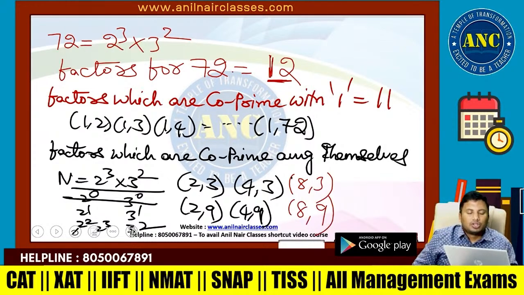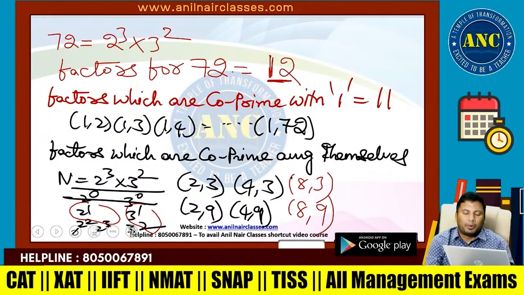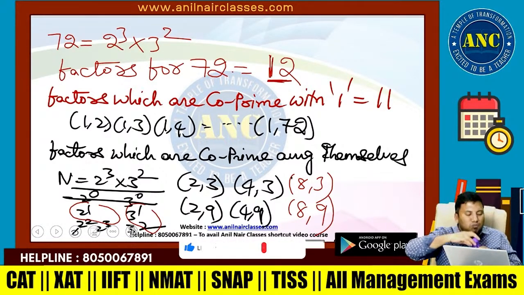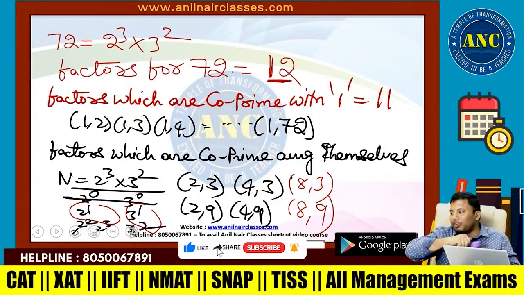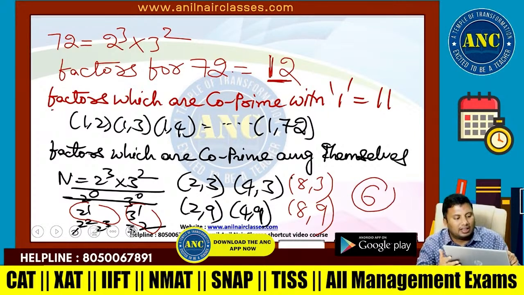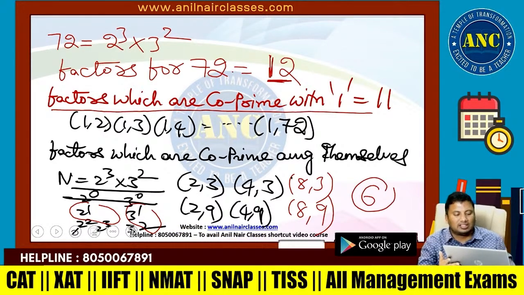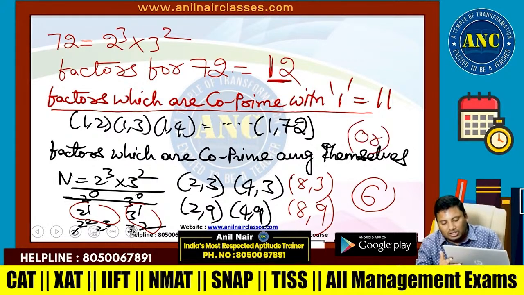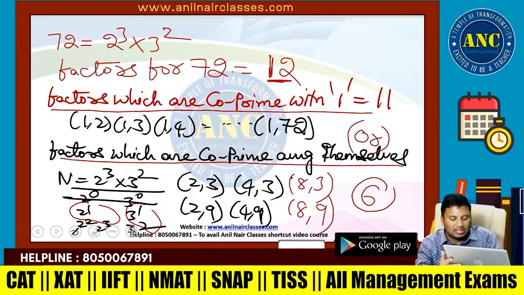Am I right? So, other than 1, remaining, which all powers of 2 are co-prime with which all powers? All the powers. Everything with the other is co-prime with each other. 2 with 3, 2 with 9, 4 with 3, 4 with 9, 8 with 3, 8 with 9. Totally what will be the answer? 6. So factors which are co-prime with 1 is 11, or numbers which are co-prime among themselves is 6.